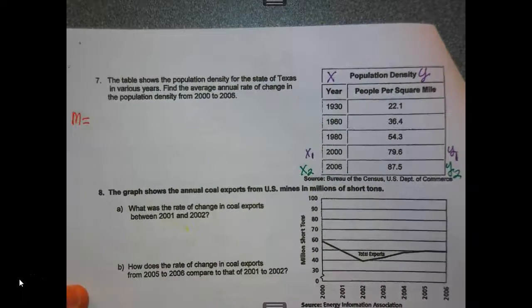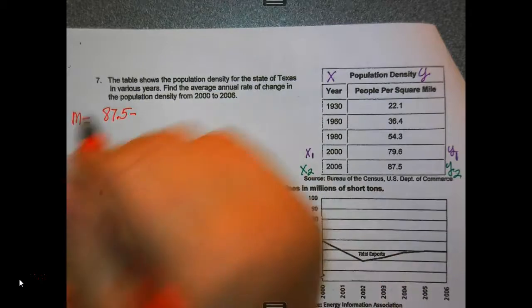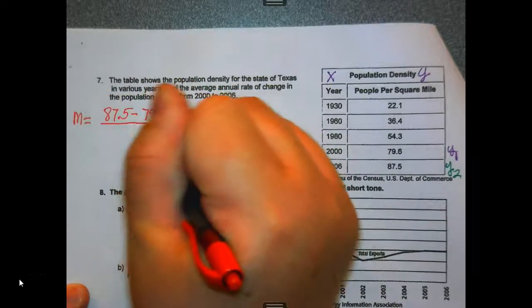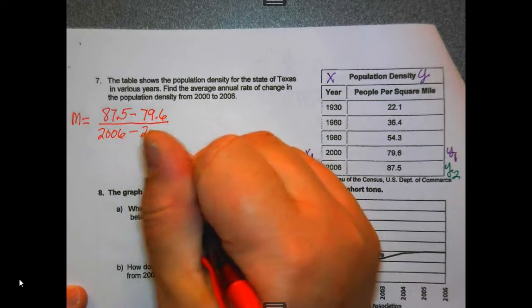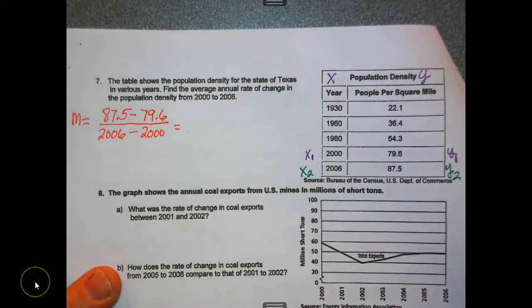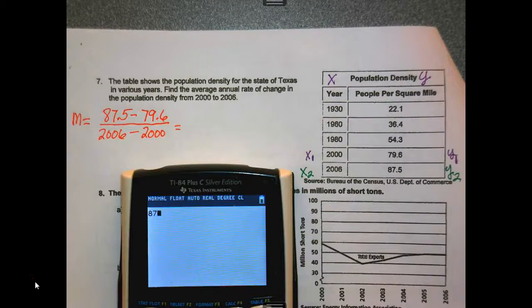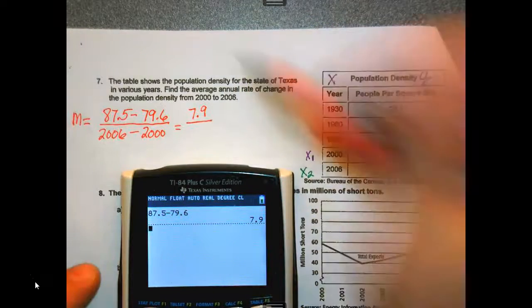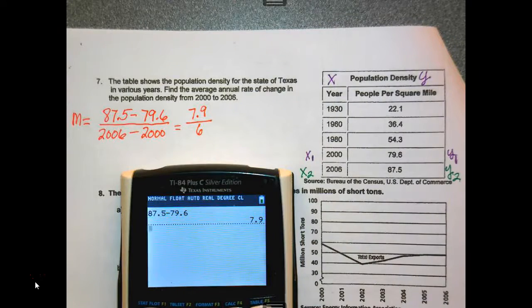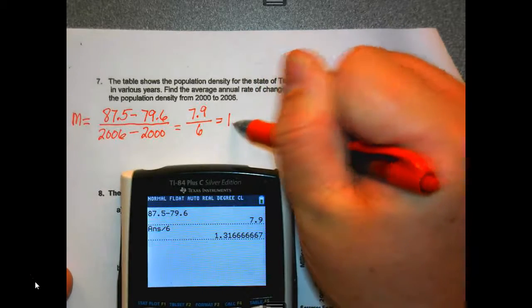So I have Y2 is 87.5 minus my Y1 is 79.6 divided by my X2, which is 2006, minus my X1, which is 2000. 87.5 minus 79.6 equals 7.9 over 2006 minus 2000, which is 6. 7.9 divided by 6 gives me 1.32.